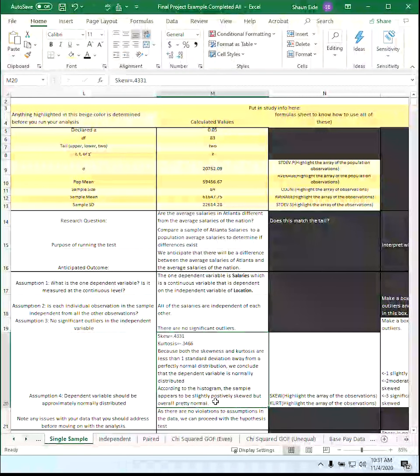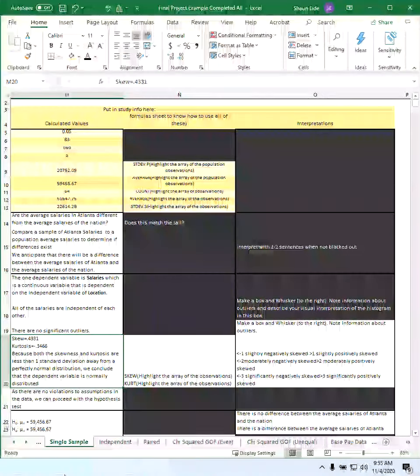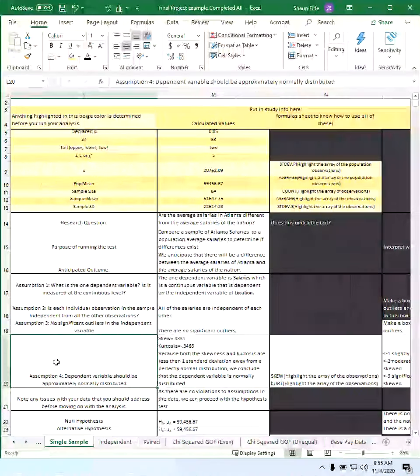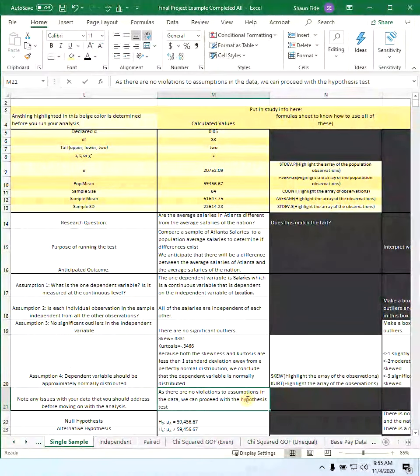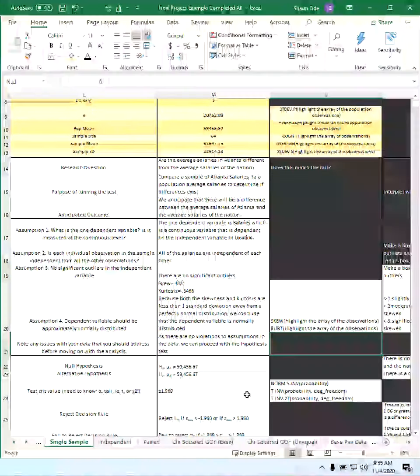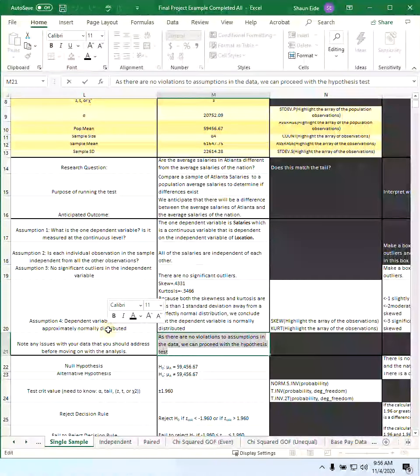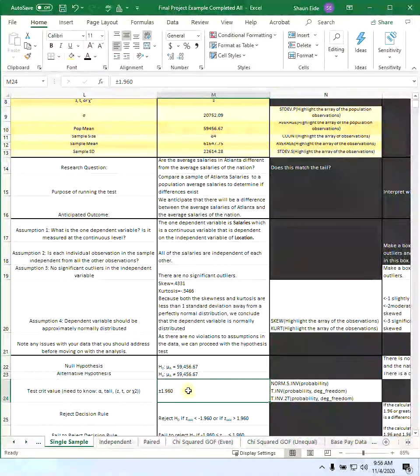If it's extremely positively skewed or extremely negatively skewed or bimodal, you would also put that in there. This data right here is actually really good, so we would say, note any issues you should address. What I wrote is, as there are no violations to assumptions in this data, we can proceed with the hypothesis test. If you have no violations, literally just copy and paste this into yours and move on. You don't have to rephrase it. There might be a better way to say it, but when you're talking about statistics, you really want to be as brief as possible.